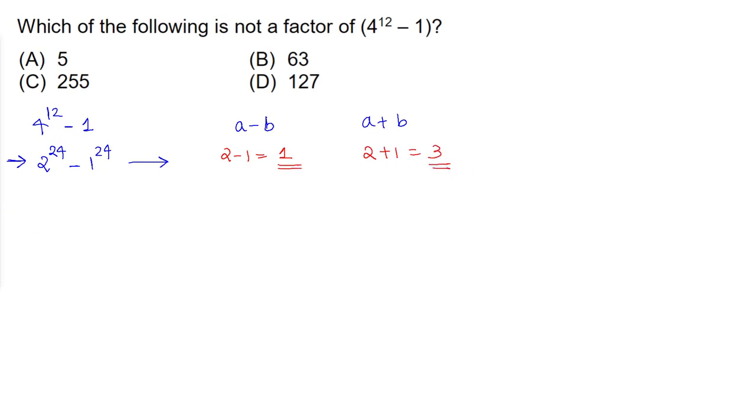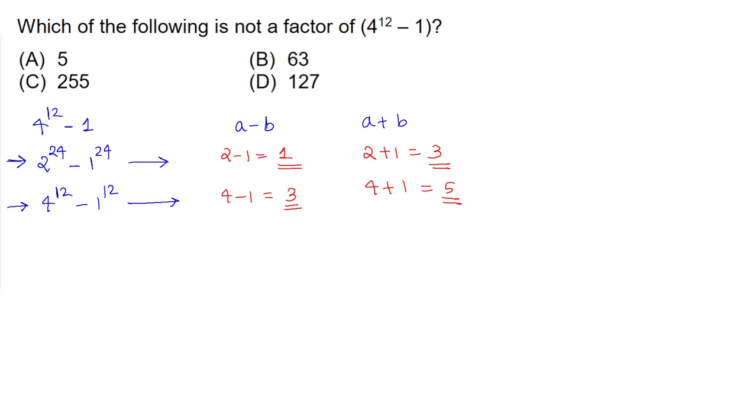Okay, after this, can we write 2 to the power 24 as 4 to the power 12 minus 1 to the power 12. Okay everyone, so over here power is again even. Okay, so it is divisible by a minus b also, and it is divisible by a plus b also. So it is divisible by 4 minus 1, that is 3 also, and it is divisible by 4 plus 1, that is equal to 5 also. Okay, so till now we got three factors. We got 1, we got 3, we got 5.